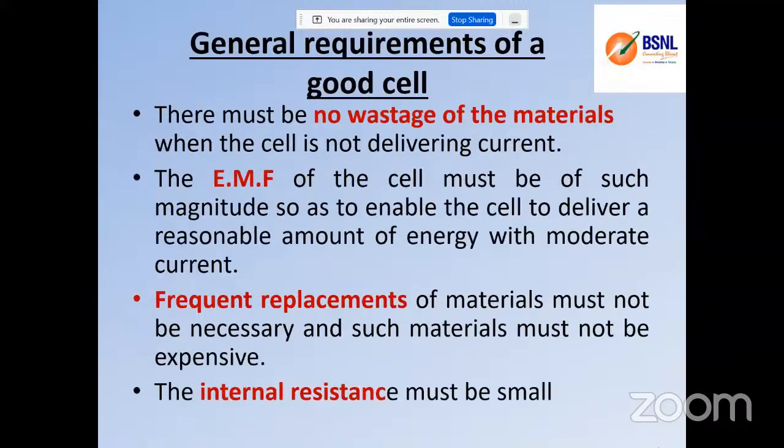What are the basic requisites, or the needs, of a good cell? There are a few requirements, and only then can we use a material for cell manufacture. First, there should not be any wastage of material when the cell is not delivering current. It means the internal resistance should be very, very minimal. It should not consume its own power. That is the first requirement. The EMF, electromotive force, of the cell must be of such a magnitude that it enables the cell to deliver a reasonable amount. At least the output should be a reasonable amount to be utilized by the loads.